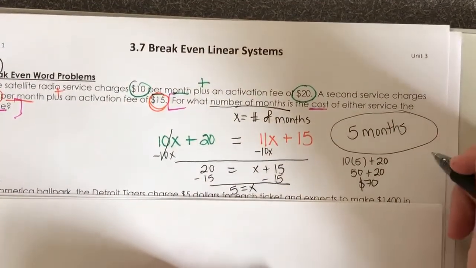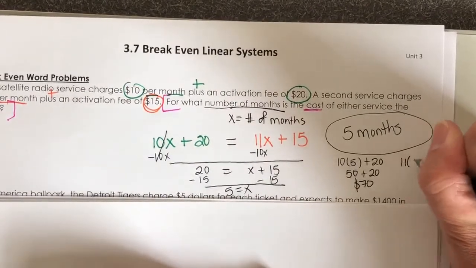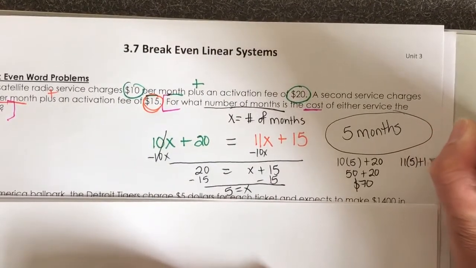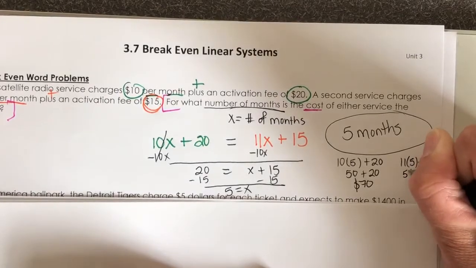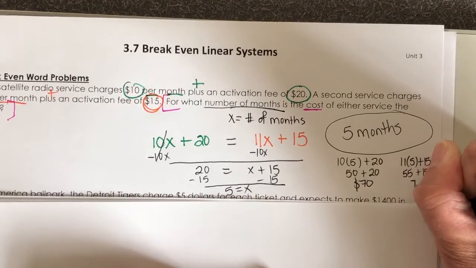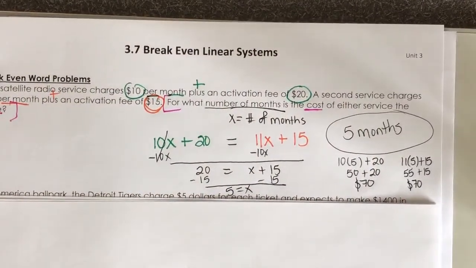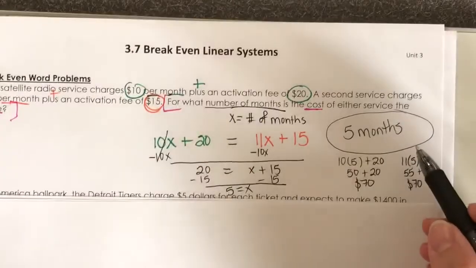Now, just to make sure we've done it right, plug it back into the second function. 11 times 5 plus 15. 11 times 5 is 55. 55 plus 15 is 70. So at 5 months, you would pay $70 for one satellite service. At 5 months, you would pay $70 for the other satellite service. The point that they have in common is the point (5, 70), but 5 months is our answer.